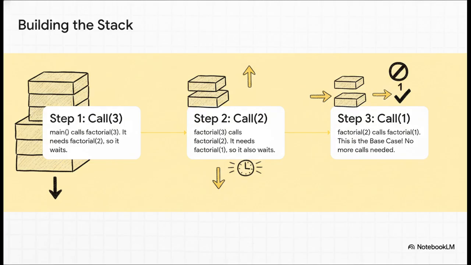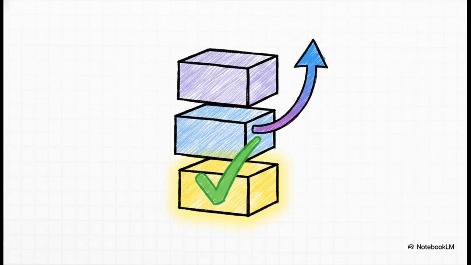This chain continues until, finally, we call factorial of 1, and that's our base case. It knows the answer. It doesn't need to call anyone else. Yes, we've hit rock bottom, but in a good way. We've reached that smallest, simplest, solvable piece of the puzzle. The chain of waiting calls has finally reached the end. And now the real magic begins.